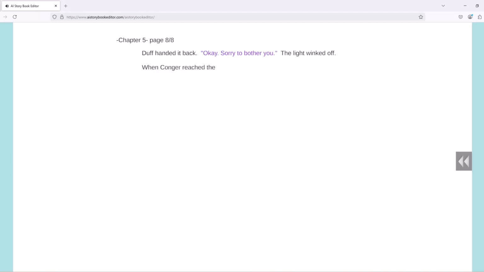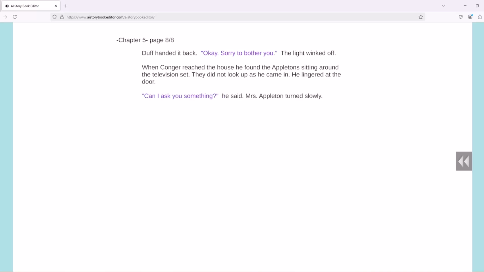When Conger reached the house, he found the Appletons sitting around the television set. They did not look up as he came in. He lingered at the door. "Can I ask you something?" he said. Mrs. Appleton turned slowly. "Can I ask you, what's the date?" "The date?" She studied him. "The 1st of December. December 1st. Why, it was just November." They were all looking at him.